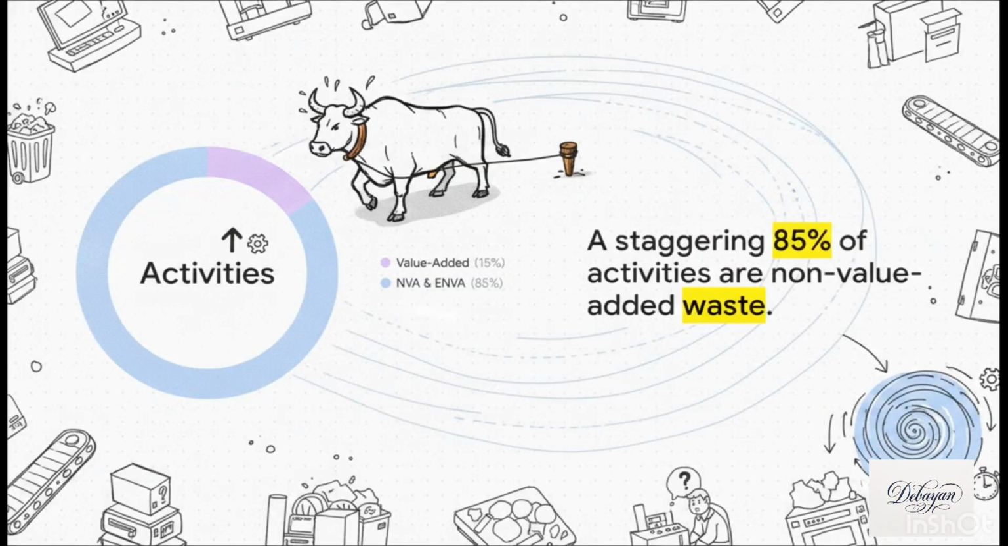Now prepare yourself, because the data reveals a pretty shocking statistic. In a typical traditional process, actual value-added work makes up only 15% of the total activities. That means a massive 85% is non-value-added and essential non-value-added waste. It's kind of like a bull tied to a peg, right? Walking around in circles all day. It's moving constantly, it's burning energy, but it's doing absolutely no productive work. The big takeaway here: just because your factory is buzzing with movement does not mean it's actually productive.